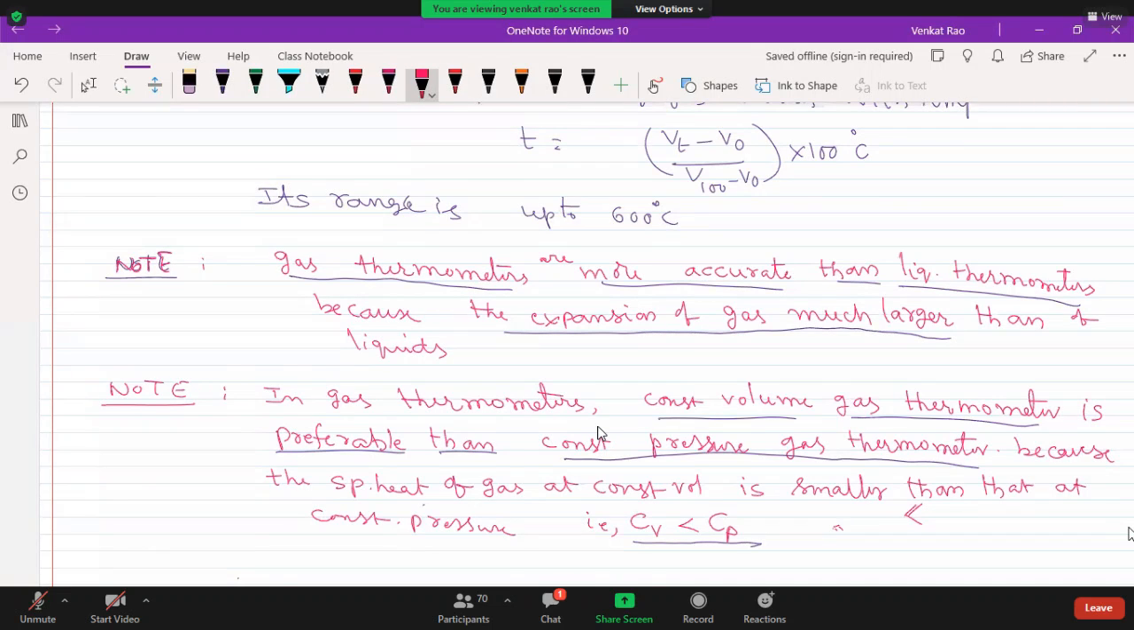X by XTR equal to capital T by TR. So T equal to X by XTR into TTR, that is equal to X by XTR into 273.15.